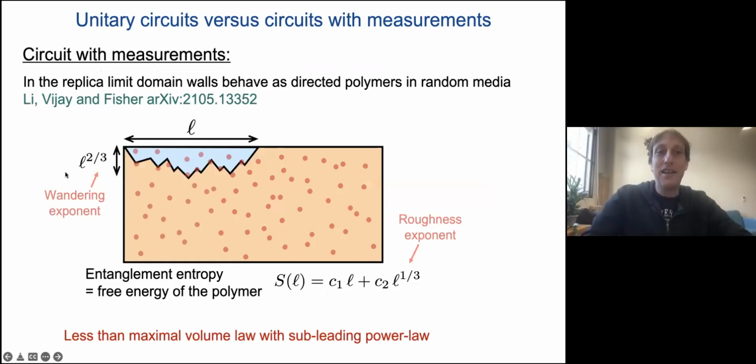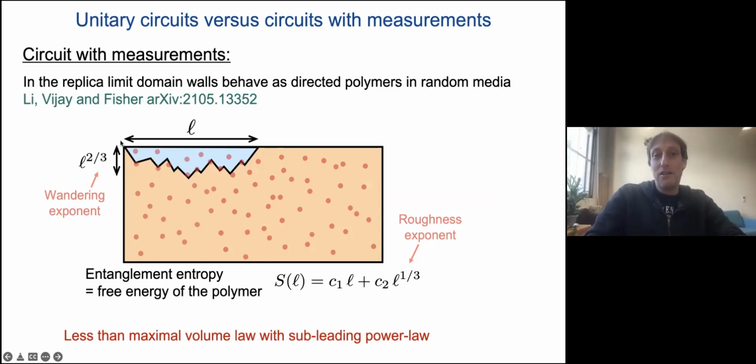On the other hand, if you look at the model with measurements, not only do you have temperature, but more importantly, it introduces effective disorder. So now the domain wall actually tries to minimize its free energy by going through as many measurements as possible. And this completely changes its dynamics.